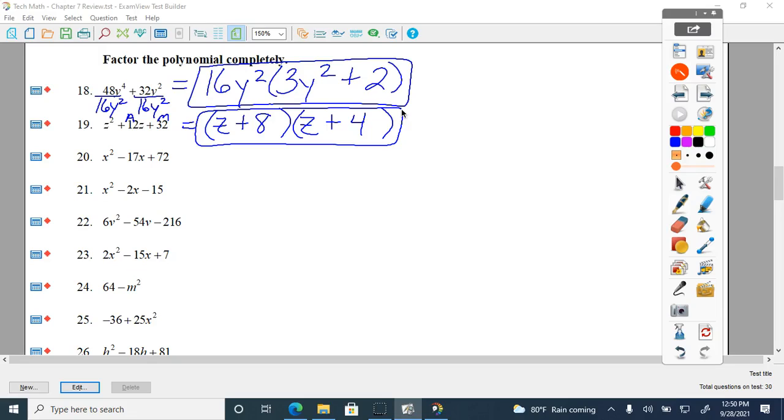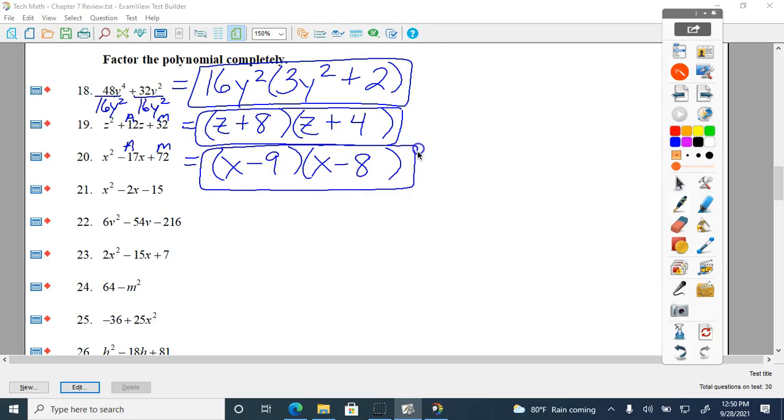All right? Play the game again. X times something, X times something. What would be multiplying to be 72 and adding up to be negative 17? Negative 9, negative 8. And that's it. Again, play the game real quick to check it. Negative 9 times negative 8, is that positive 72? Yes. Negative 9 plus negative 8, is that negative 17? Yes.